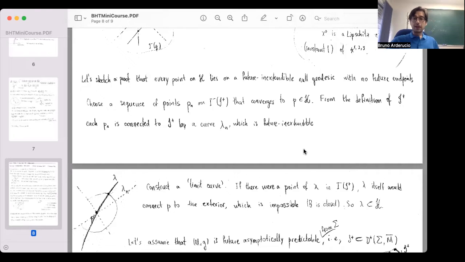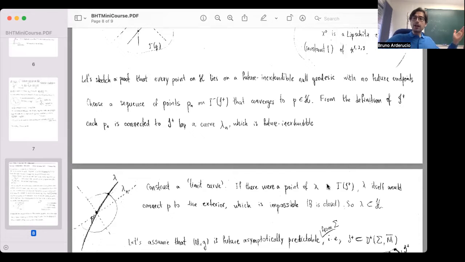If there were a point in lambda in the exterior, then lambda itself would connect P to the exterior. But that's impossible, because P is closed. So if I could connect that, then this point would not be part of the boundary set. So that shows that the curve that we just constructed is entirely contained in the event horizon, and you can continue it indefinitely to the future.